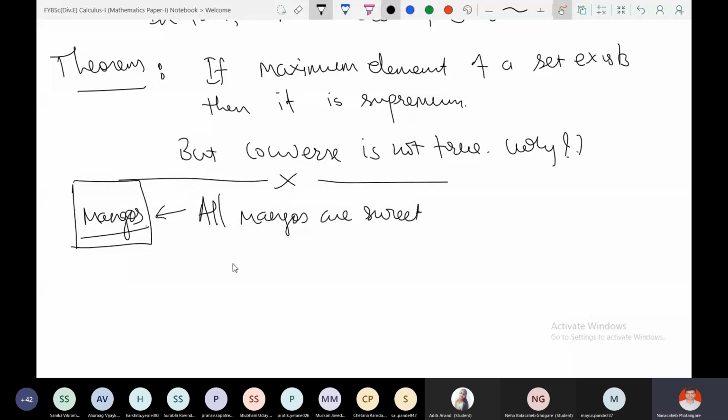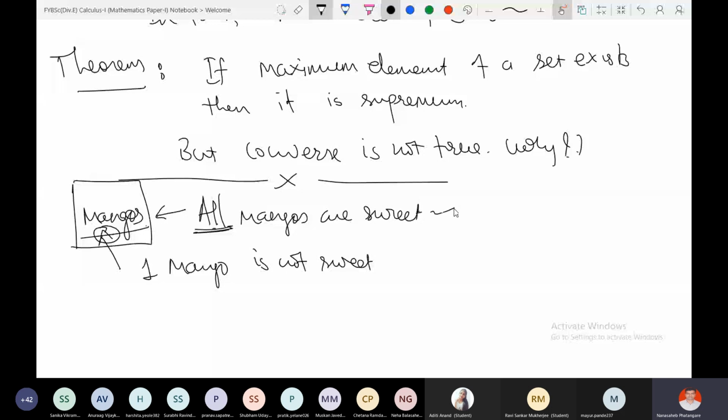I'll find one mango which is not ripe. Right, very good. So when I am saying all, then one example, one mango, is sufficient. You can just take away one mango, and if that particular mango is not sweet, that is sufficient. One mango is sufficient to say that the statement is false. So this is a logical way.